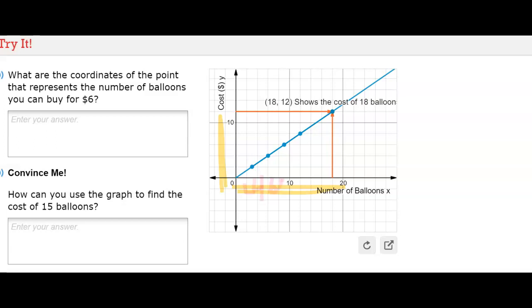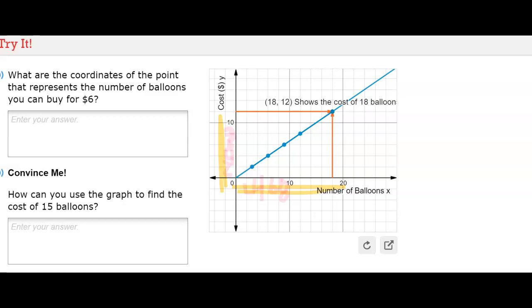And then over here would be 2, 4, 6, 8. You can't really see that, but that's not the point. We have on the table from the example that there were 9 balloons, and it asked for $6. It was 9 balloons and $6.